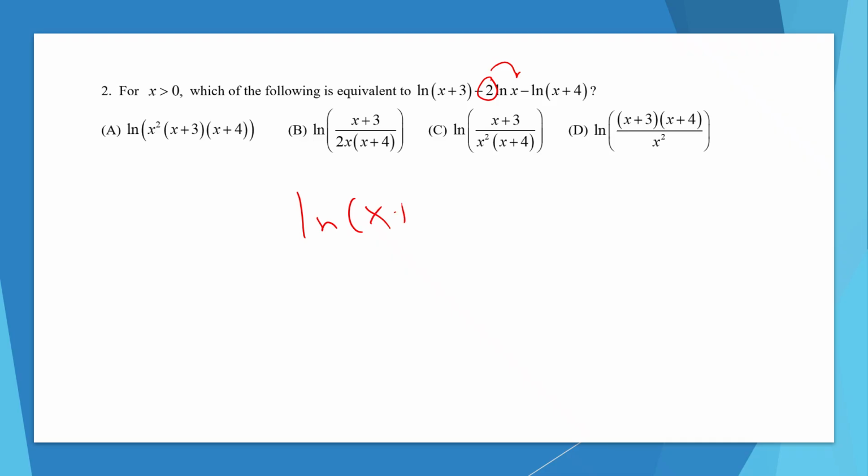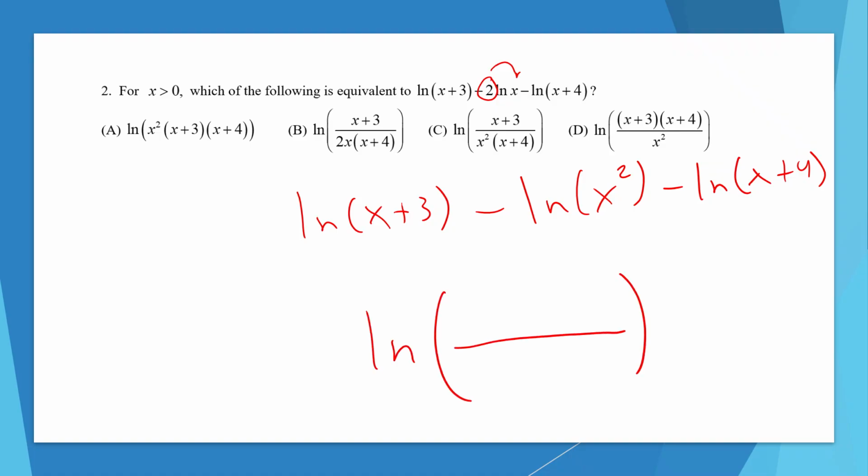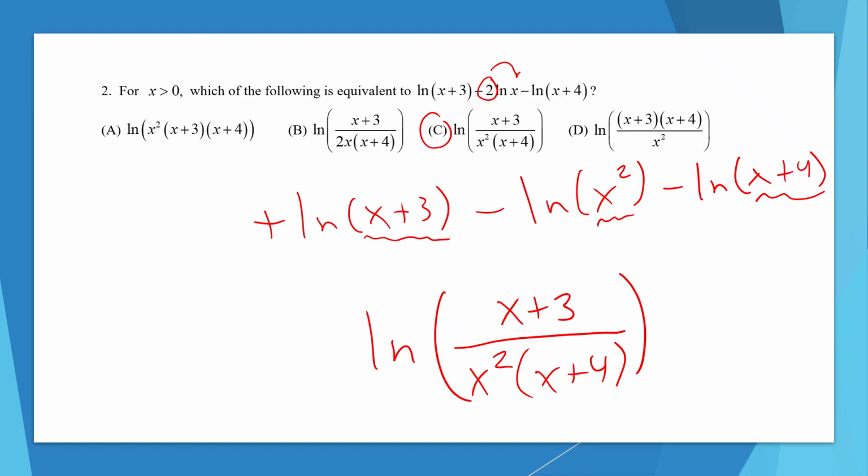So I'm going to have ln of x plus 3 minus ln of x squared minus ln of x plus 4. Now we're going to combine this into one big fraction. So this is going to be ln of a big fraction. And remember, anything with a plus sign, so this x plus 3, is going to go in the numerator. And anything with a minus sign, in this case we have x squared and x plus 4, will be multiplied in the denominator. So this should be x squared times x plus 4. You could distribute that, but we're just looking for the multiple choice answer, which is also C for number 2 there.